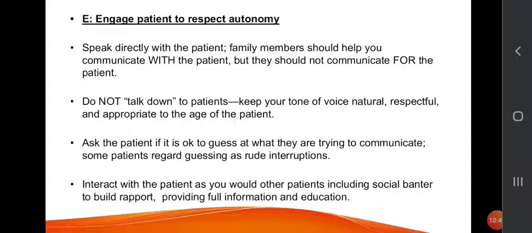Use appropriate language. Ask the patient if it's okay to guess what they are trying to communicate. Some patients regard guessing as rude interruptions. Interact with patients as you would other patients, including social banter, to build rapport, providing full information and education. It's really a good approach to tell your name, your profession, and your purpose for coming, so do try doing that with the patient as well.